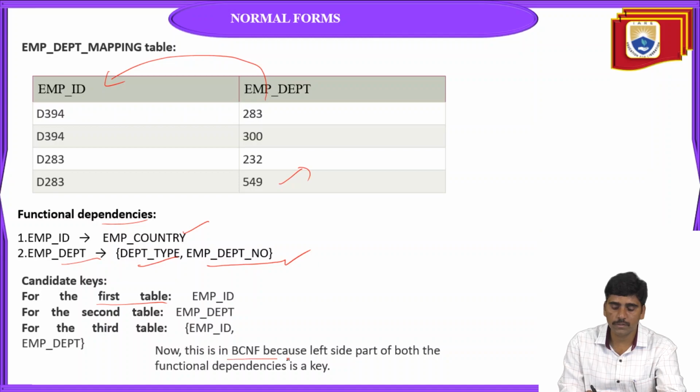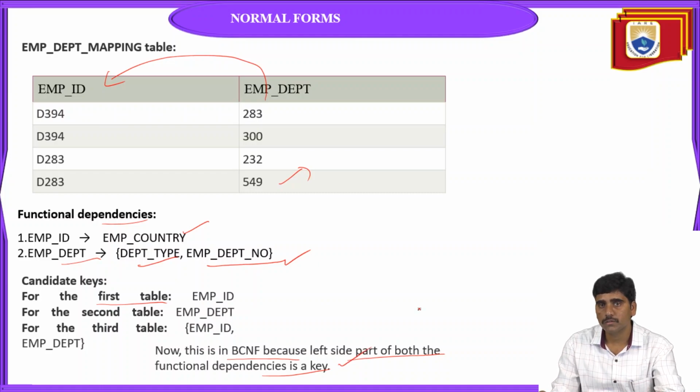Now this is in BCNF because the left side part of both the functional dependencies is a key. Because of having the left hand side as a key, it is in BCNF form.